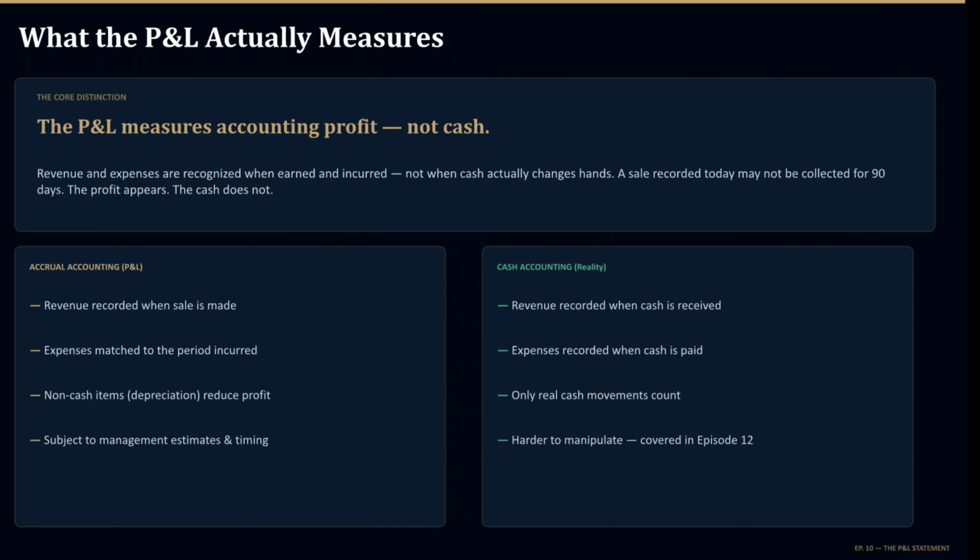Here's the most important thing to understand about the P&L before we look at any numbers. It does not measure cash, it measures accounting profit. And those two things are not the same. A company can record a sale today and not collect that cash for 90 days. Under accounting rules, that revenue still appears on this quarter's P&L. The cash is not there yet, but the profit is. This is why we have a later episode dedicated entirely to cash flow.